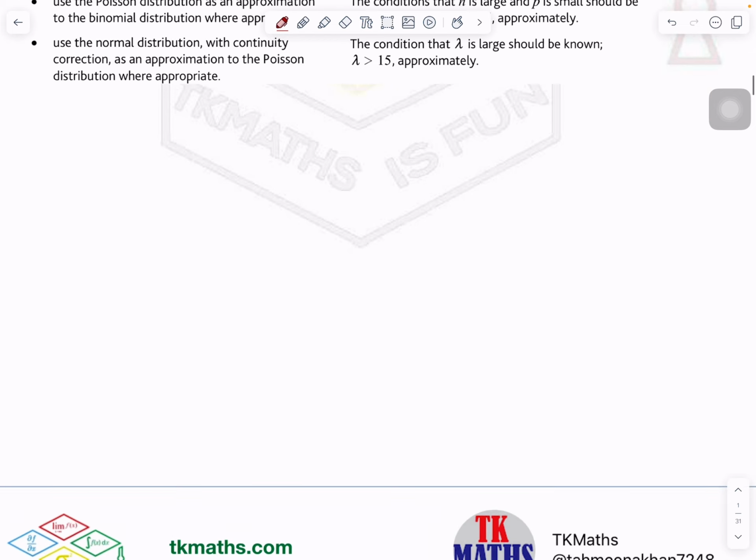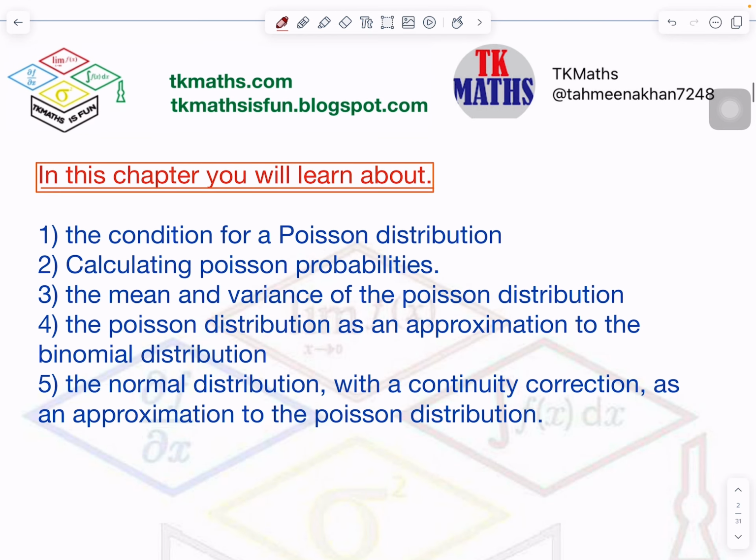Rather than you read it, I have put it down in pointer form here. Basically, there are 5 points. Number 1, you should know the conditions of the Poisson distribution. Then you should know, in a very simple case, how to calculate the probability if a Poisson distribution is given to you. Then the mean and variance of the Poisson distribution.